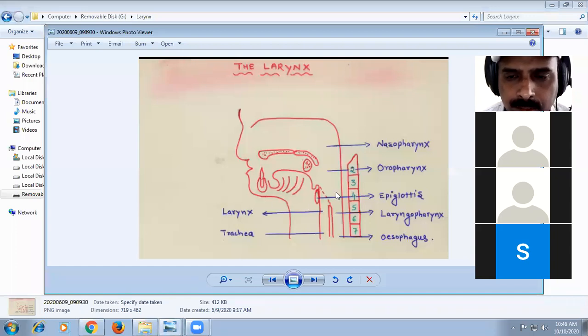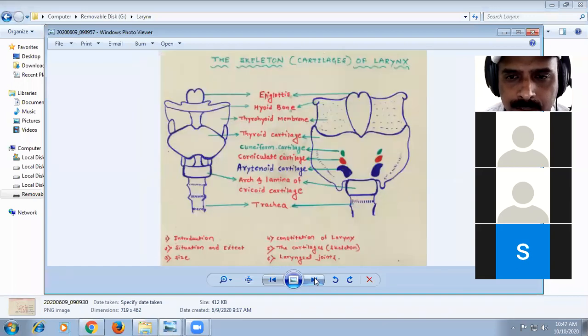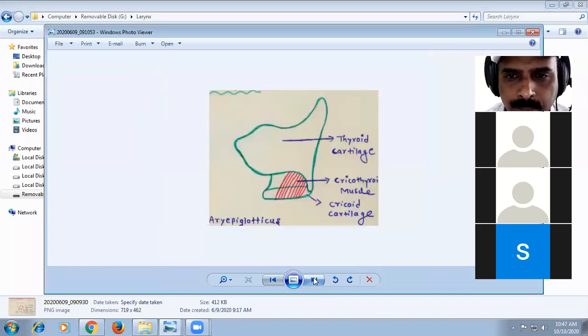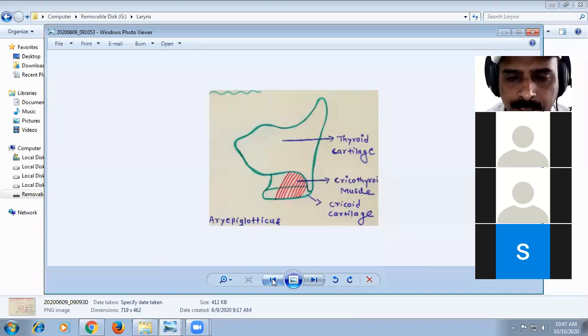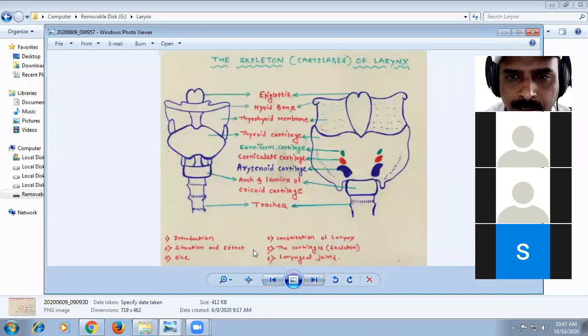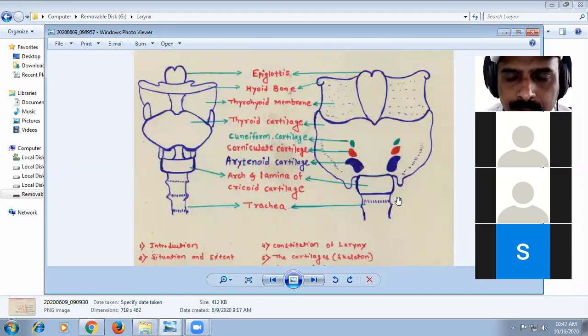You can understand this cavity is bounded by many paired and unpaired cartilages, and they are very important. When you see the anterior view and posterior view of the skeleton of the larynx, there is one question which is commonly asked: name the cartilages of the larynx.